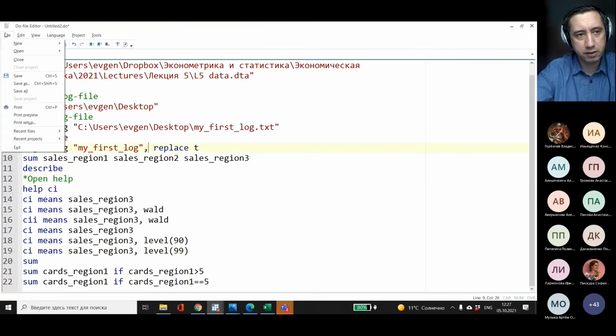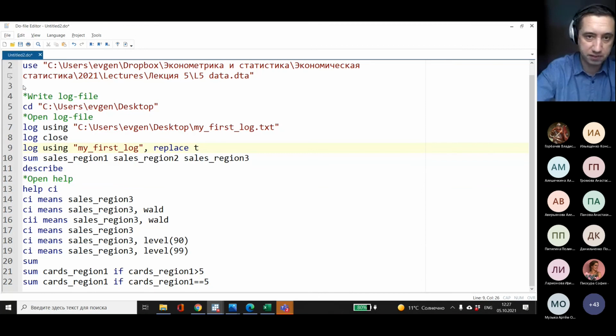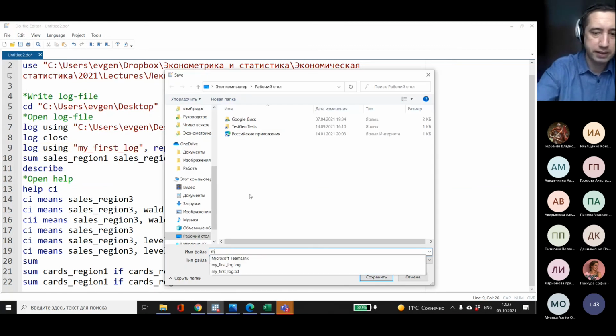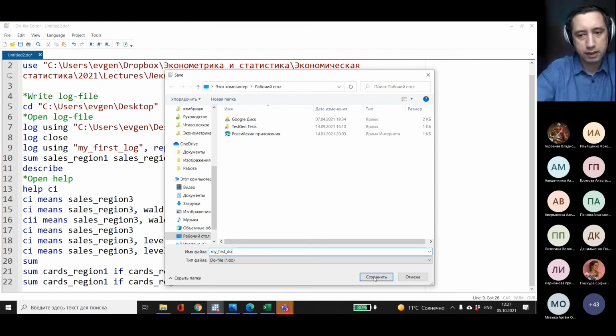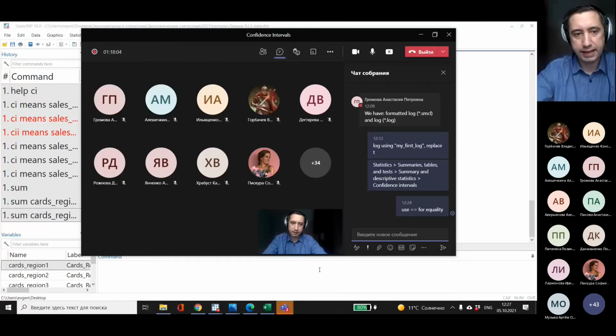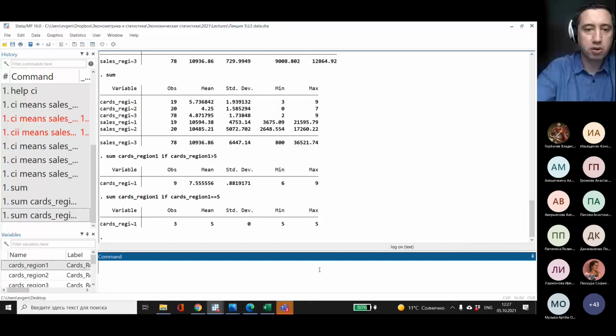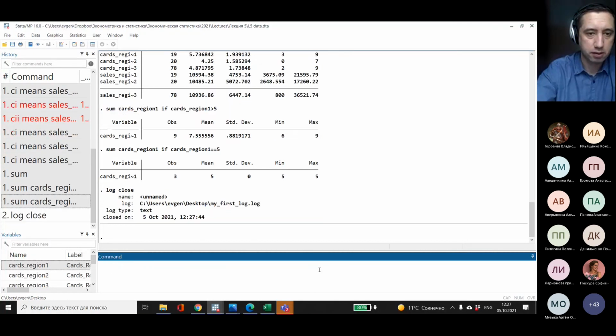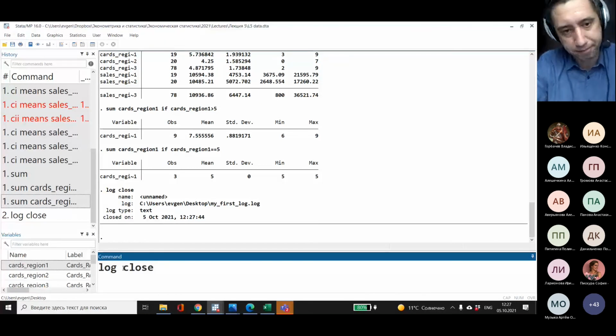Next, save your do file as a separate file. Go to File, Save As. Save this file as usual, like my first do, and click Save. First thing you have to do. Next, please save your do file. Next, close your log file. Type log close to close your log file.